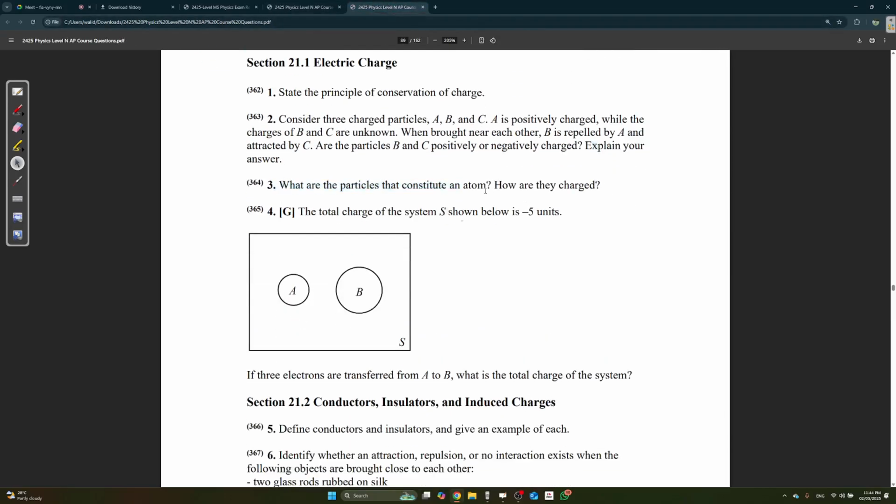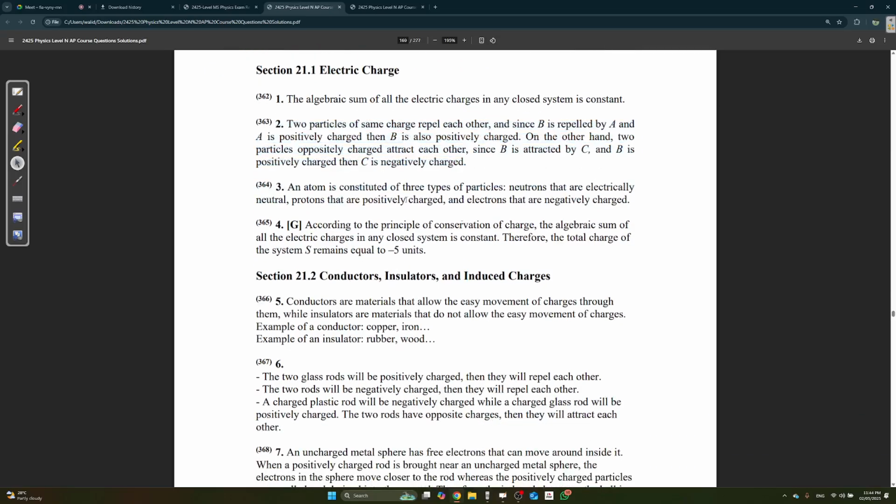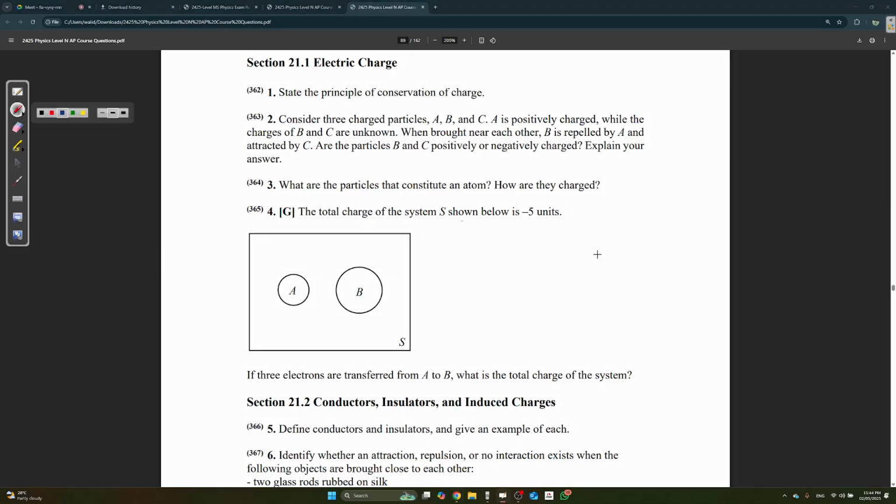Question 3. What are the particles that constitute an atom and how are they charged? Again, this is very easy. Atoms, you guys know, have neutrons, protons, and electrons. What are the charges? Neutrons don't have any charge. Protons are positive, electrons are negative. There's nothing for me to explain here. If you remember, any atom X has its nucleus, which has protons and neutrons, and then electrons outside. This is the simple model of an atom.